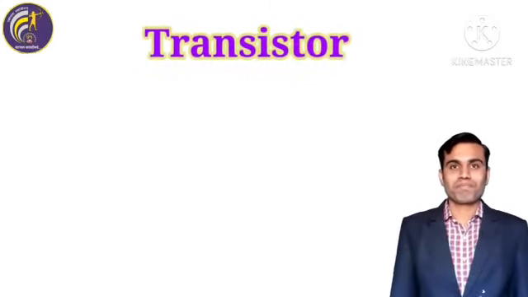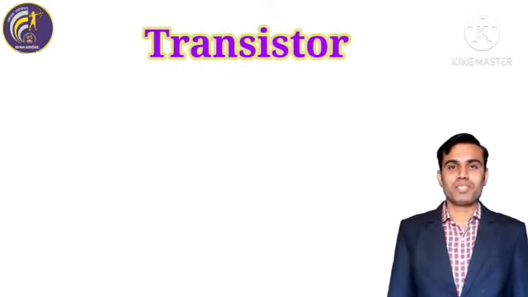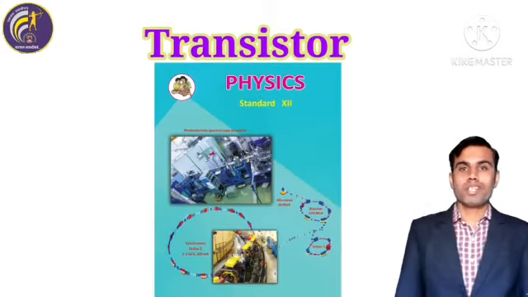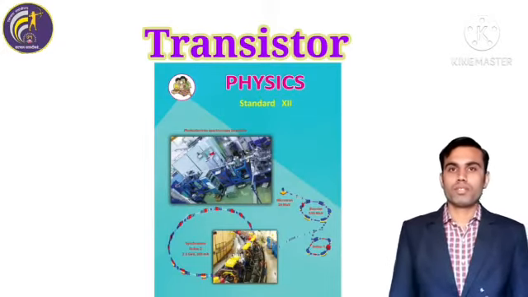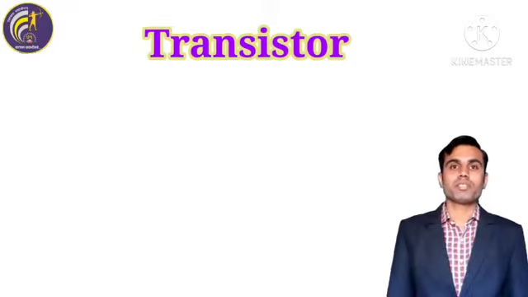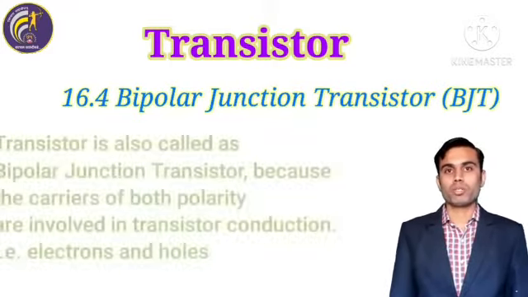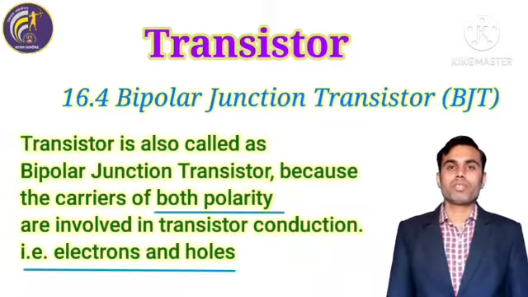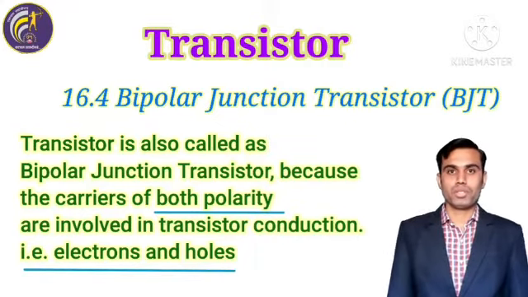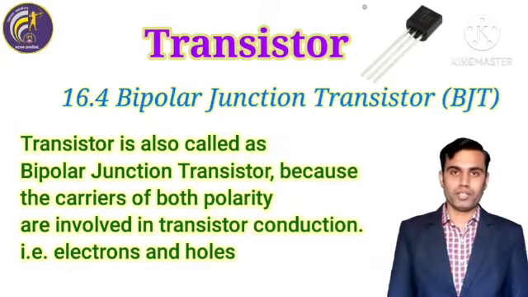Hello dear students, today we are going to start with the next article of semiconductors, that is the transistor. In our syllabus and textbook, the article is given the name bipolar junction transistor. A transistor is called bipolar because it carries both types of carriers, electrons and holes. That's why it is also called a bipolar junction transistor.